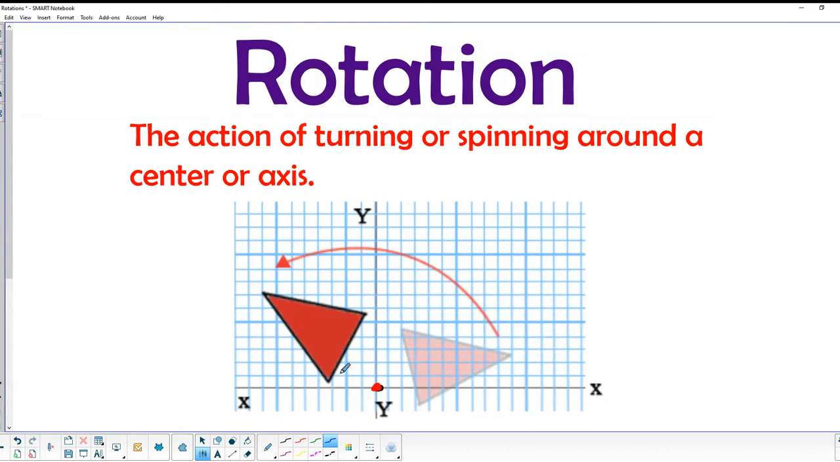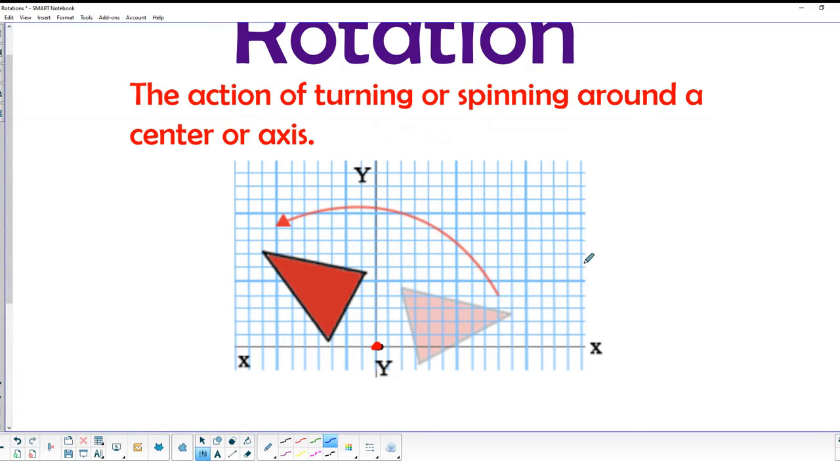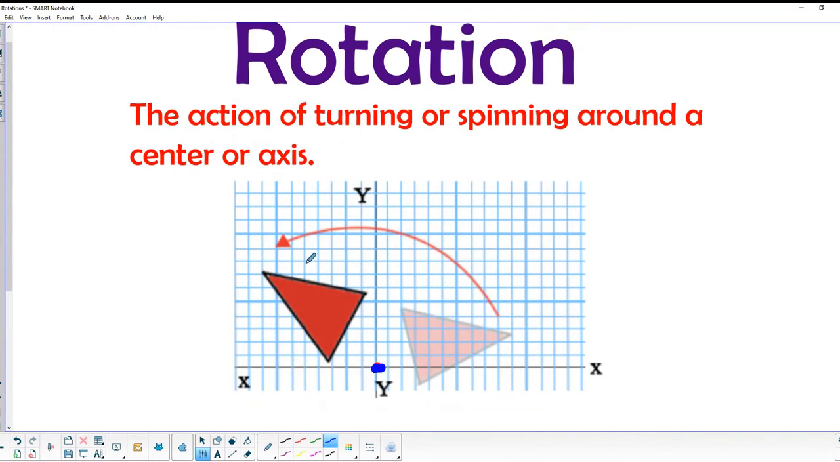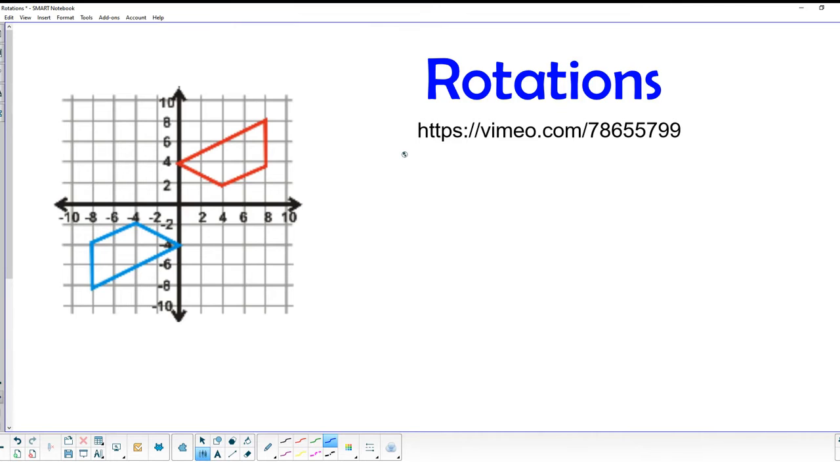Okay, now today we're going to be talking about rotations. Now, rotation is an action of turning or spinning around a center or axis, usually the origin or some other point that we designate. So we take a shape, like in this case a triangle, and just rotate it either counterclockwise or clockwise around the origin or some other point, and then describe the characteristics of that shape once it's been rotated. So there's another little picture of something that could be rotated.